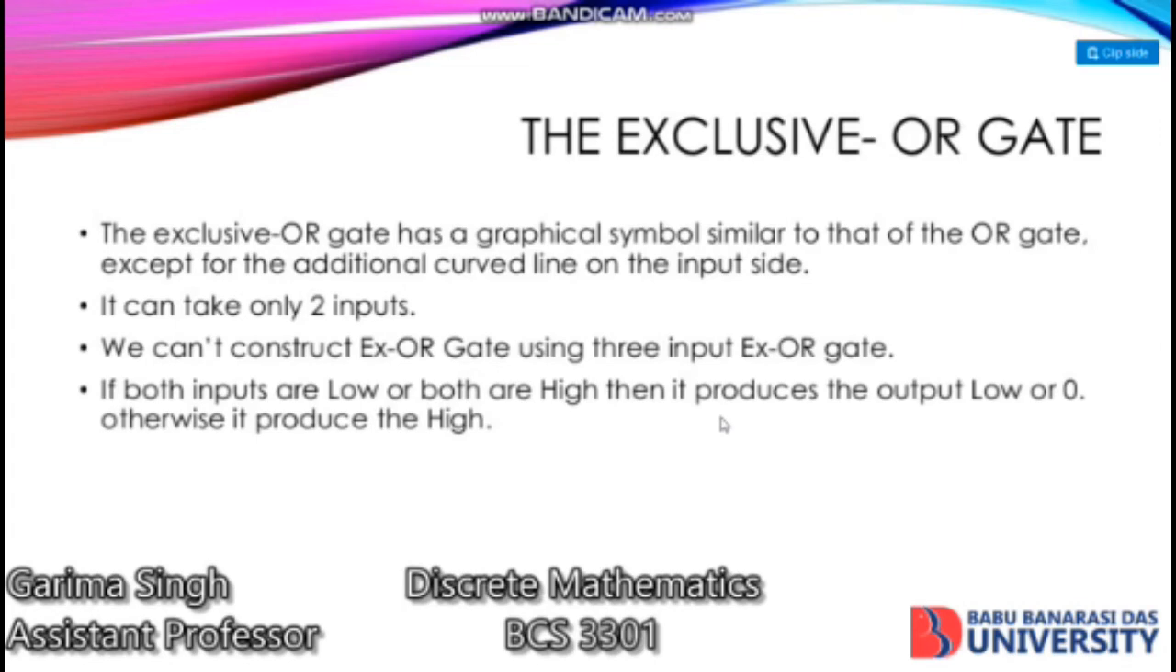Now, this is very important. What is exclusive OR gate? Or it is also called XOR gate. The exclusive OR gate has a graphical symbol mostly like an OR gate, except for the additional curved line on the input side. It can take only 2 inputs. We can't extend the XOR gate to 3 or more inputs like we have done in the other gates. If both the inputs are low or both the inputs are high, then it will produce output as low or 0. Otherwise, in any of the cases, the output is always high.